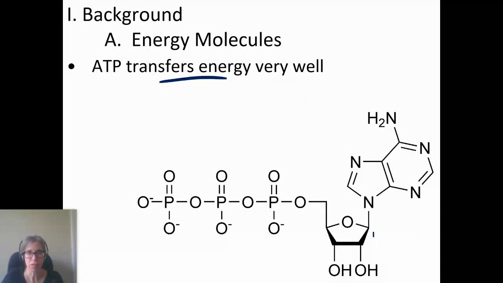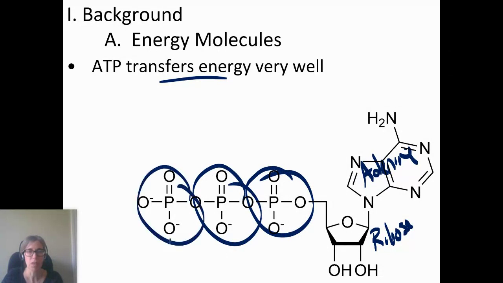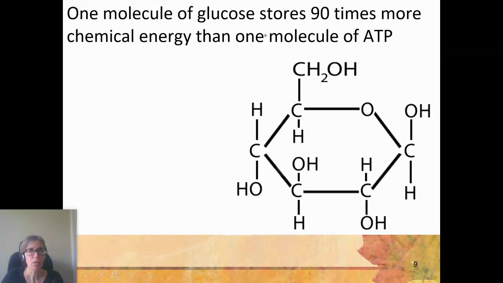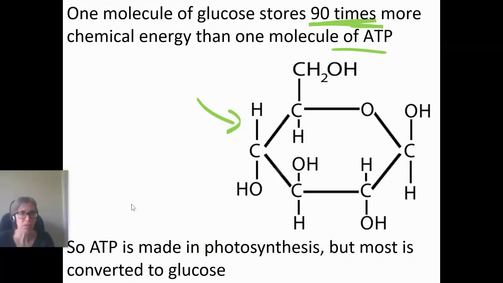This is ATP, right? Here's the sugar ribose. Here's the adenine part. And then here's the triphosphate part, 1, 2, 3 phosphate groups. Notice they're all very negative, and you might remember that negative things don't like each other, and so they tend to push each other apart. So ATP is not good at energy storage. This final phosphate group is pretty likely to come off. So one molecule of glucose stores much, much more chemical energy than one molecule of ATP. So if you're going to store energy, you're going to convert the ATP into glucose, and that's what plants will do. So ATP is made in photosynthesis, but most of it is then converted to glucose.